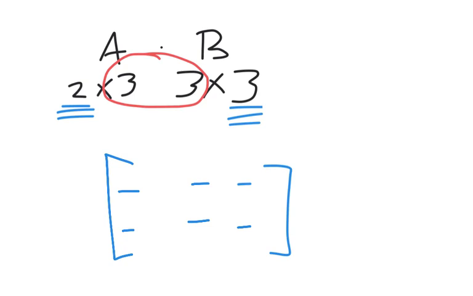So A times B works. Okay, what if I tried to do B times A? What were the dimensions of B? 3 by 3. The dimensions of A is... So could I multiply B by A? No. So this is not possible.